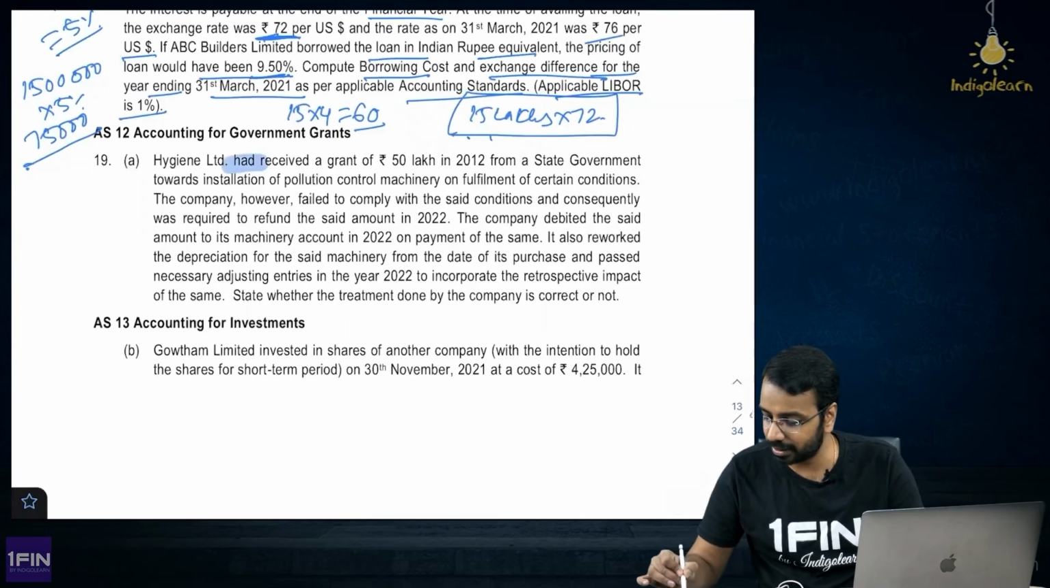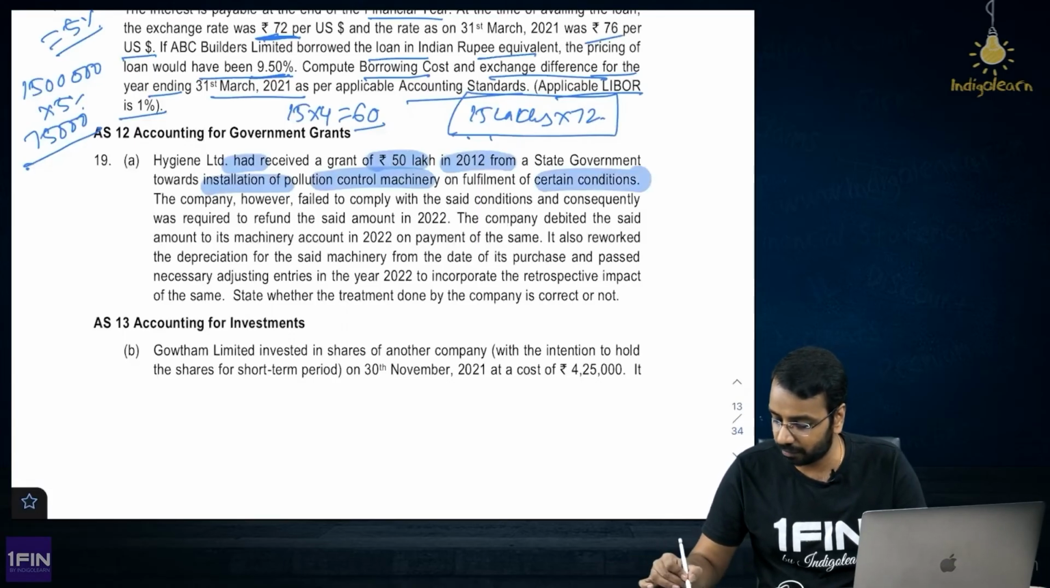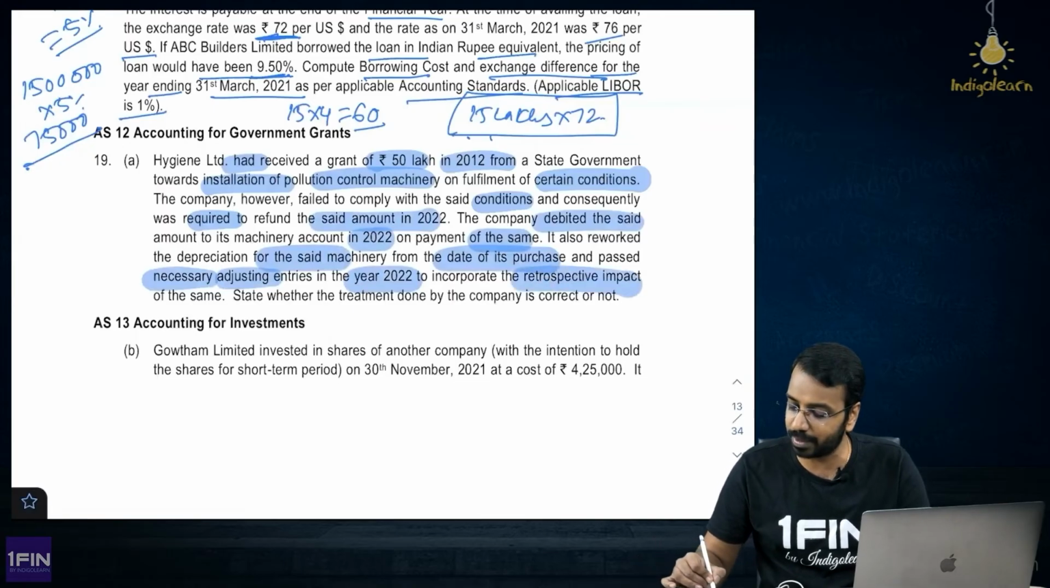Then Hygiene Limited had received a grant of 50 lakhs in 12 from a state government towards installation of PCM, pollution control machinery, on fulfillment of certain conditions. The company, however, failed to comply with the said conditions and consequently was required to refund the said amount in 2022. The company debited the said amount to its machinery account in 2022 on payment of the same. It also revoked the depreciation for the said machinery from the date of its purchase and passed necessary adjusting entries in 22 to incorporate retrospective impact of the same.